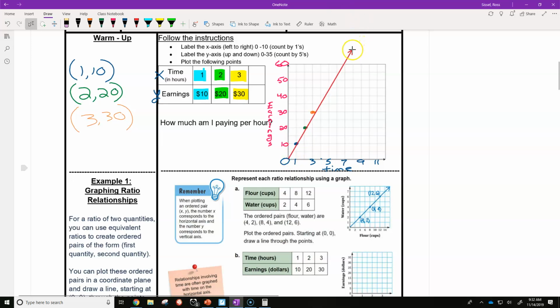Now, what is the advantage? What does this prove to me now that I have my graph? Why did I do a line? What does this show me? A ratio pattern. Ratio pattern. And also, all 3 points fell on my line, correct? Yeah. I did my table correct.